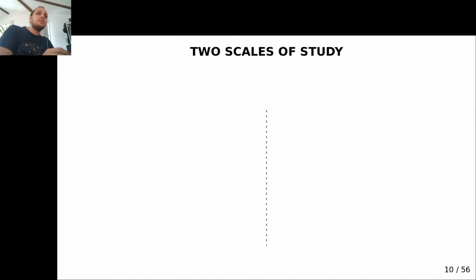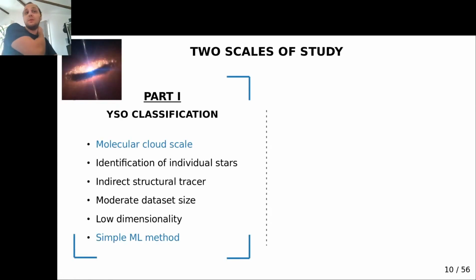So for the rest of this presentation, I will be splitting it in two main parts for two different studies, both aiming at reconstructing the structure of the Milky Way. So the first part will be about young stellar objects classification, where we will look at molecular cloud scales, and we will need to identify individual stars for this. And you will see that it is an indirect structural tracer for the Milky Way.